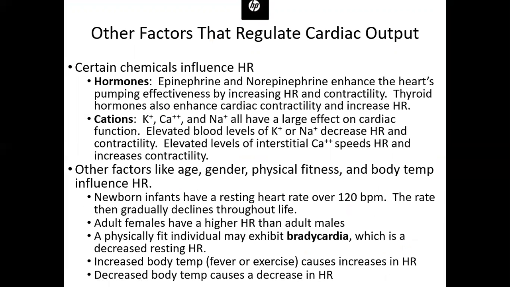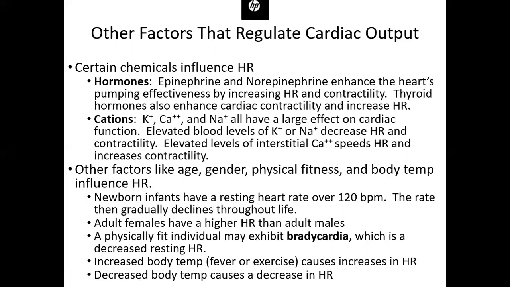The thyroid hormones T3 and T4 also do the same thing, increase contractility, so stroke volume and heart rate. So epi, norepi, T3, T4, all four of those are going to increase heart rate, stroke volume, and therefore they increase cardiac output. Cations, potassium, calcium, sodium all have a large effect on cardiac function.